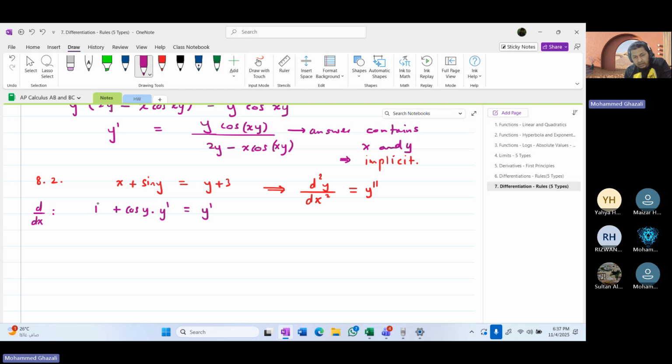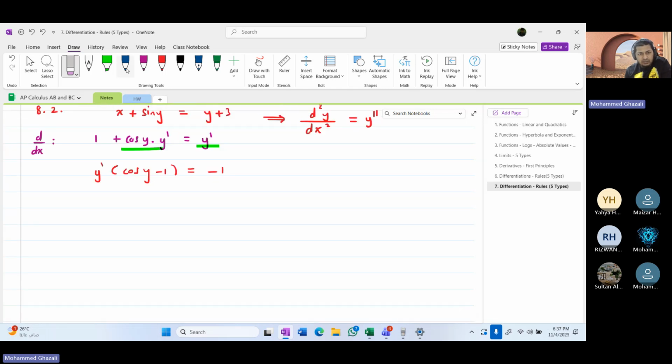We can take this 1 over to the other side, bring the y prime over. So I'm trying to group this one and this one together. All right. So I'll take out y prime as a common factor. I'm left with cos y minus 1 is equal to negative 1. Remember, I can multiply both sides by negative 1 now and make it positive. So y prime is equal to 1 over 1 minus cos y. I'm just switching this because I'm multiplying by negative.